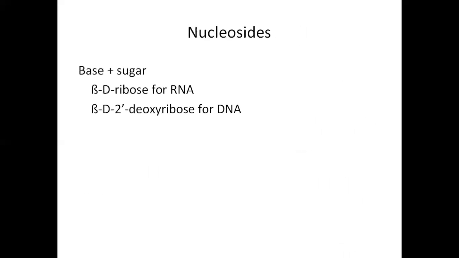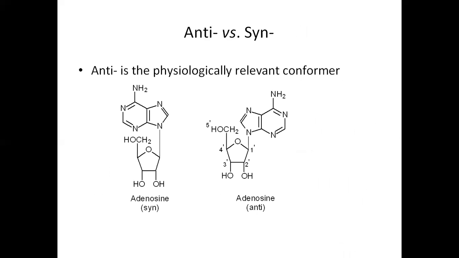Nucleosides are bases that have a sugar covalently bonded to them. Make sure you understand which sugar it is that is present in each type of nucleic acid. Nucleosides can exhibit anti and syn conformations, of which the syn conformation is widely used in textbooks to save space, but the anti conformation is the physiologically relevant form.